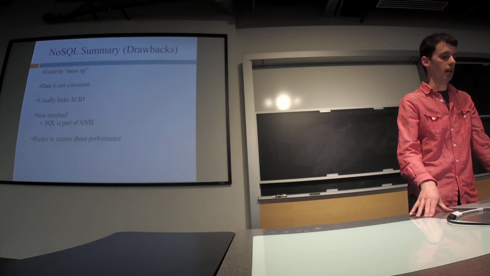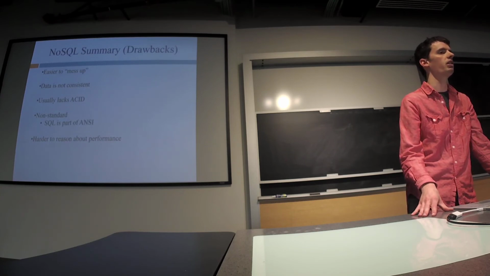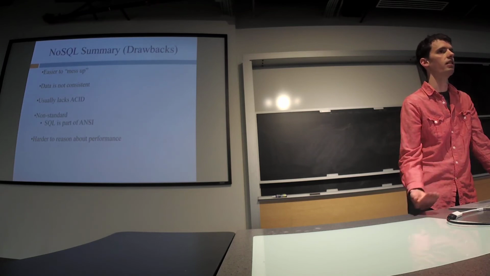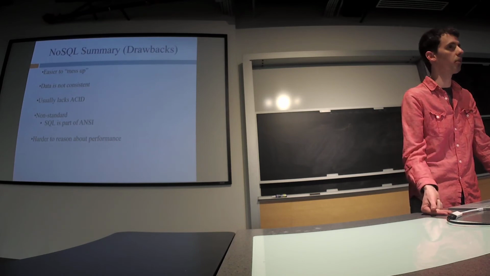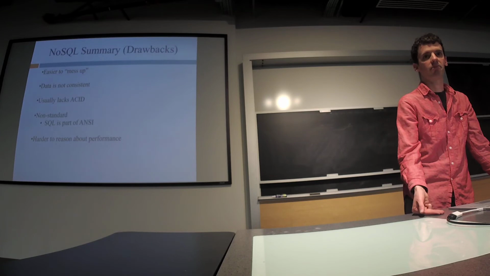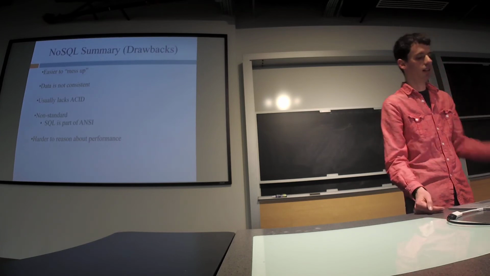Drawbacks. It's a lot easier to mess up. It lets you do anything you want, which is bad unless you're the best programmer in the world. The data doesn't have these consistency rules and models, so it's harder to reason about. It's harder to prove anything about it. It usually lacks ACID. They're usually not even using transactions to do these things.